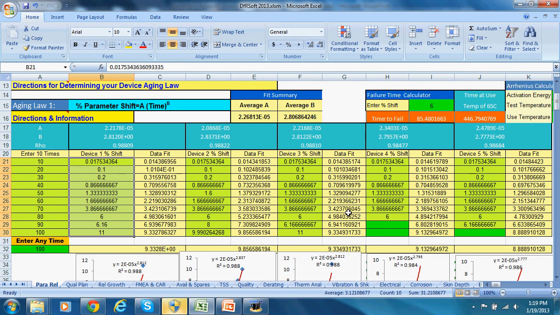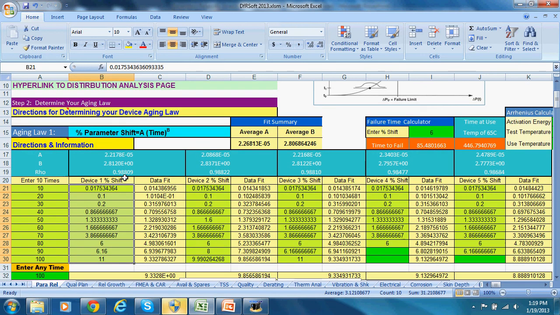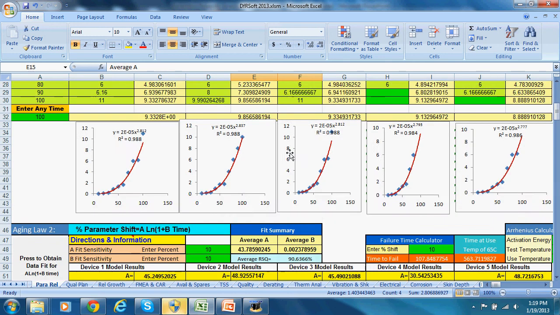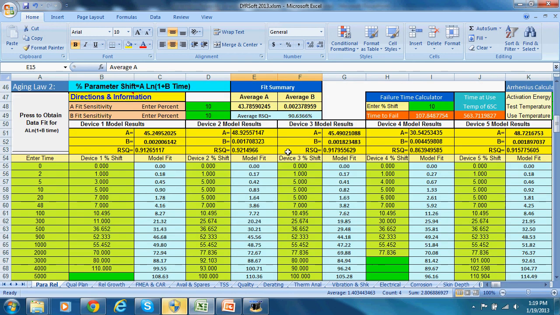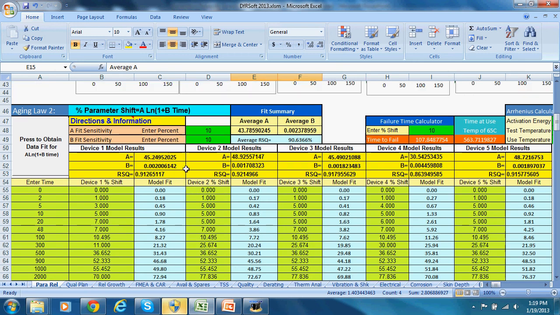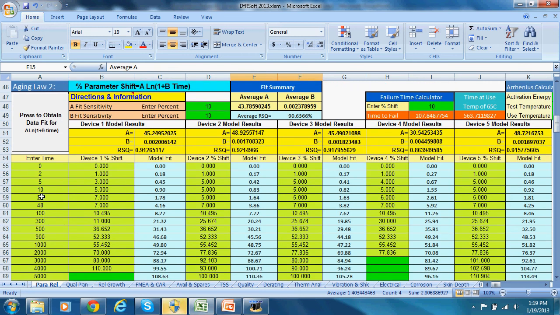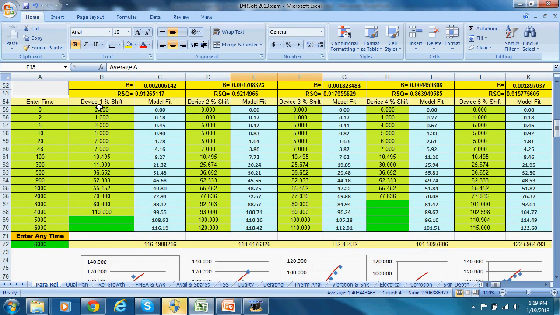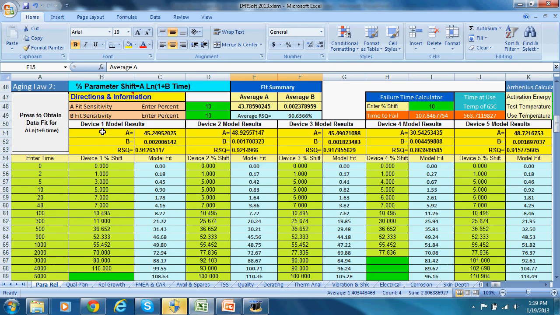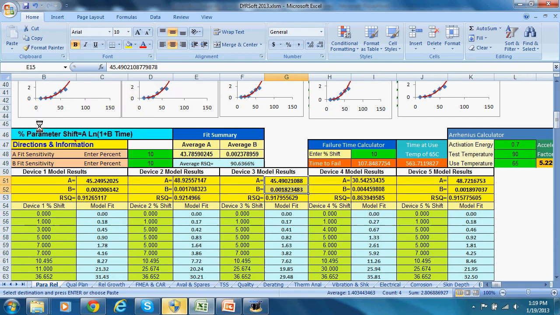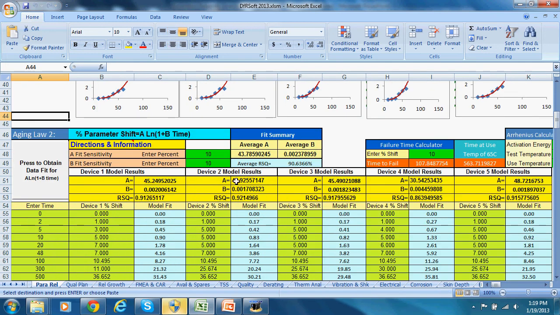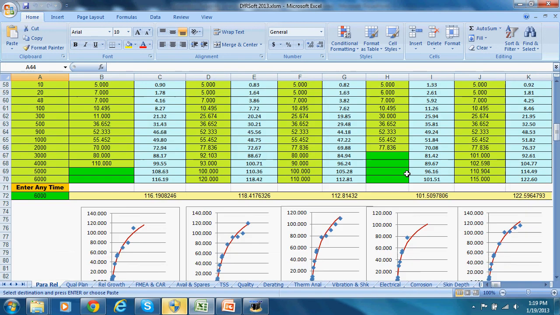That's the basic. Here's the power law fit model right here, and it gives you your average values for A and B. The same thing for your log time model. The only difference is DFRSoft uses a state space model to fit it. It's not a simple model to fit. So you put your times here for your drift and your device shift, and then you press the macro button, and it fits your data for all 5 devices, and it gives you your fit down below.